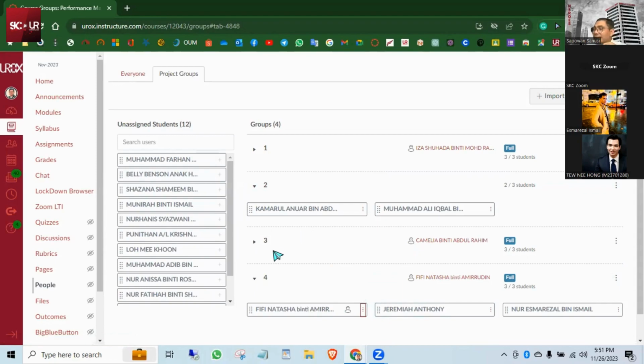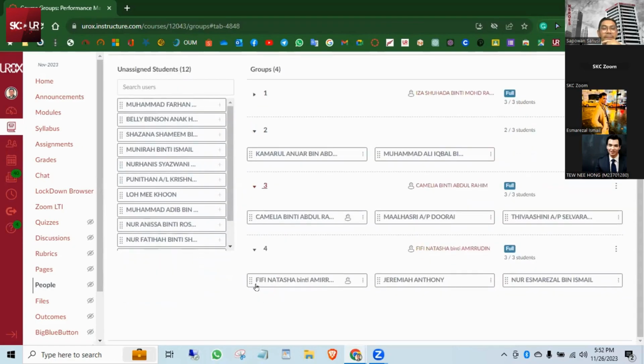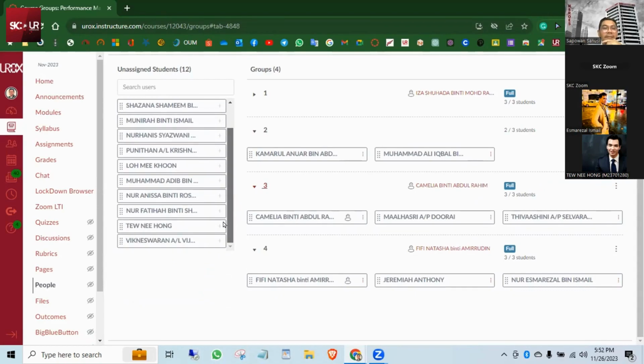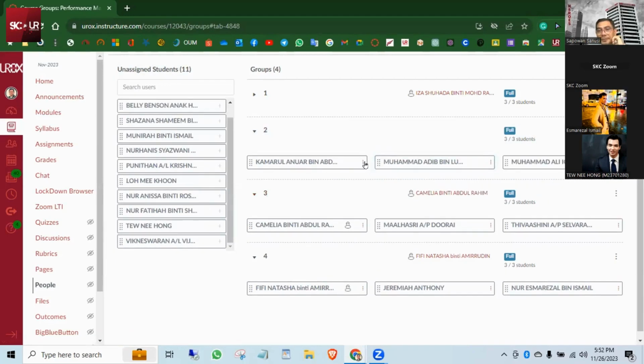I cannot see the notes. Assalamualaikum Prof. Yes. Prof, saya Adib ni. Baru dapat masuk. Adib ya. Okay. Adib, join group Muhammad ni. Adib bin Luman Hakim. Macam tu. 3 bawah, bawah Loh Mikun. Okey betul Prof. Terima kasih. Adib join dengan Kamarul Anwar. Okay.